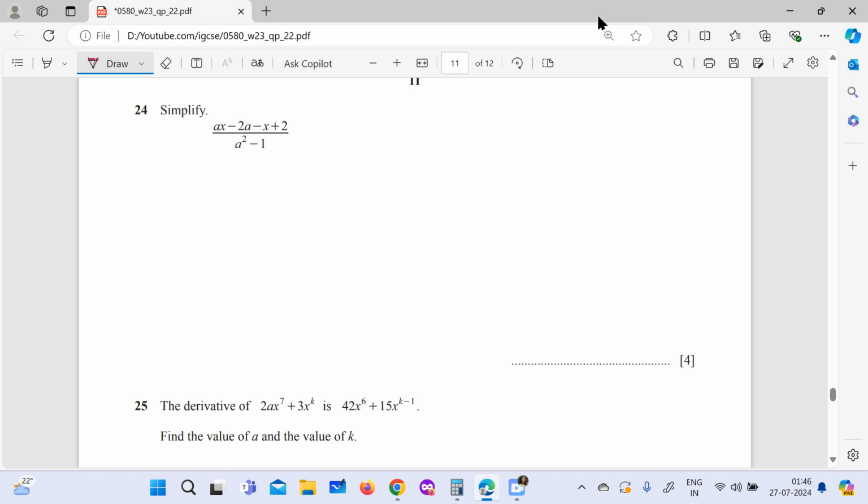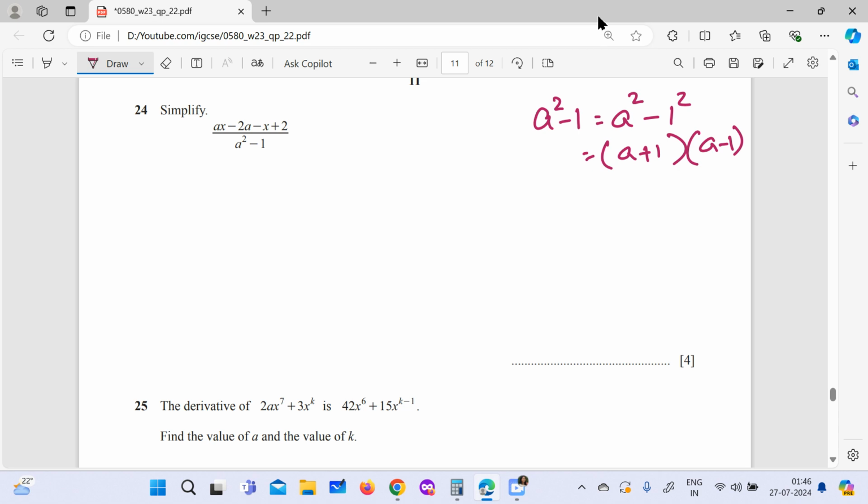So the next question is simplify ax minus 2a minus x plus 2 over a square minus 1. Okay, so to simplify, we can factorize them actually. So let's do this first. A square minus 1 can be written as a square minus 1 square, which is nothing but a plus 1 and a minus 1. So I think this is the third time we are using this formula in this question paper.